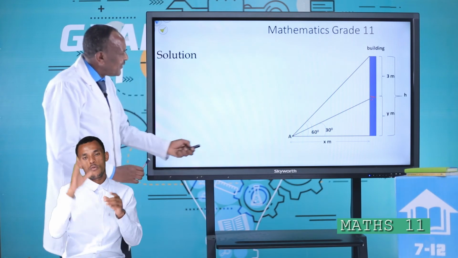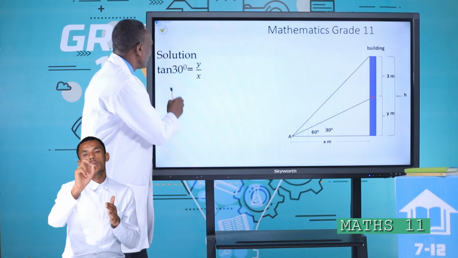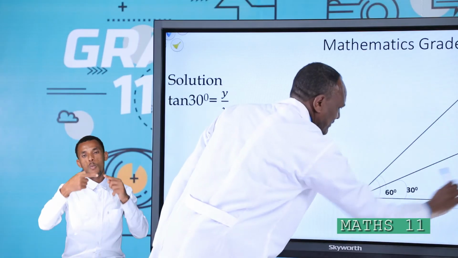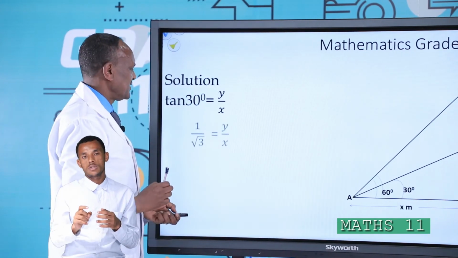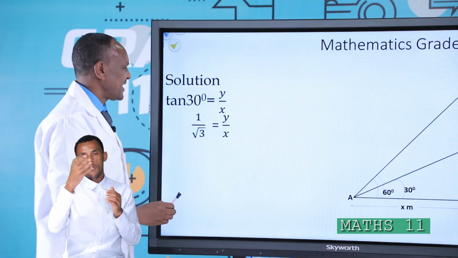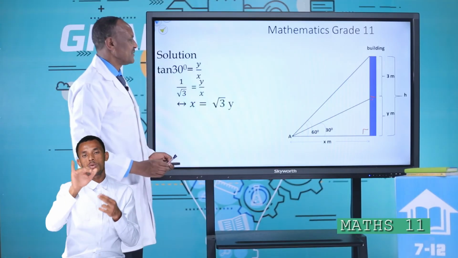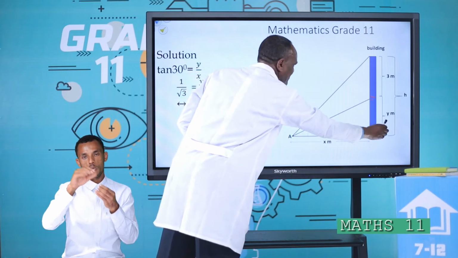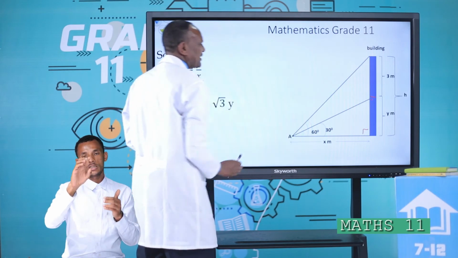And how do you find this? We have to use the tangent formula. Tangent of 30 degrees, what is that? Since it is a right-angled triangle, it is opposite over adjacent, which is y over x. From this you can see tan 30 is 1 over root 3, which is equal to y over x. When I cross multiply, I will have the value of x as root 3 times y. Again, this distance was equal to 3 plus y, with x being the adjacent side for the angle of elevation of 60 degrees.